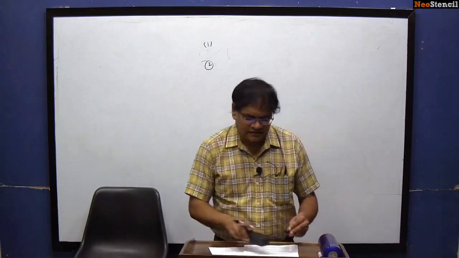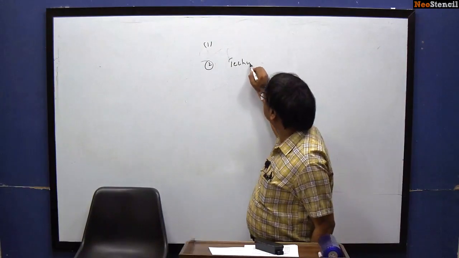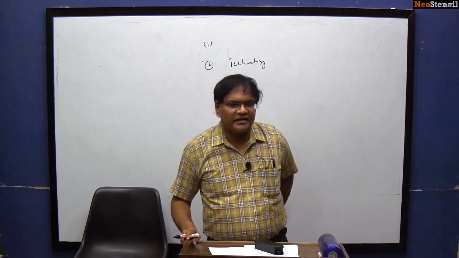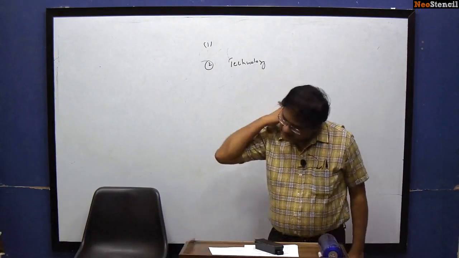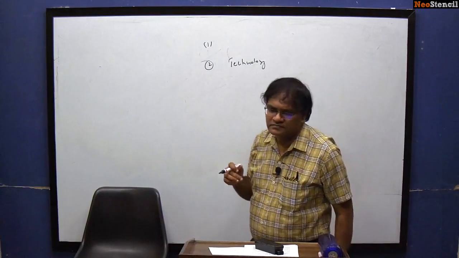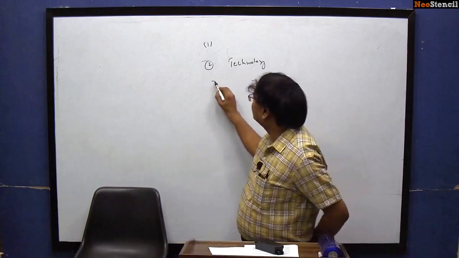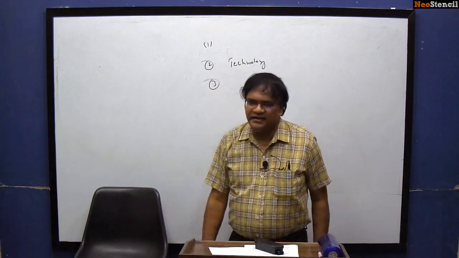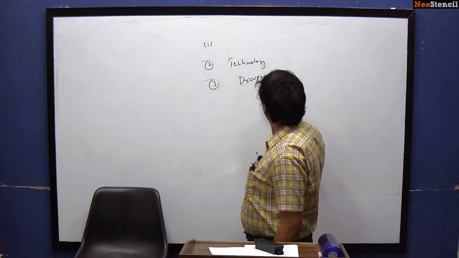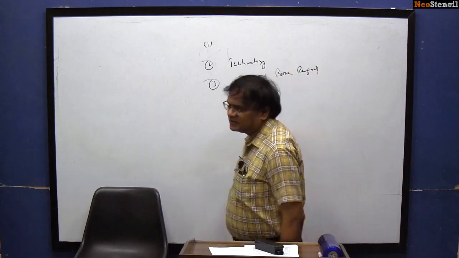Second, the government must use technology. It must use technology to predict monsoons in a more accurate manner. Third, it should identify drought-prone regions.